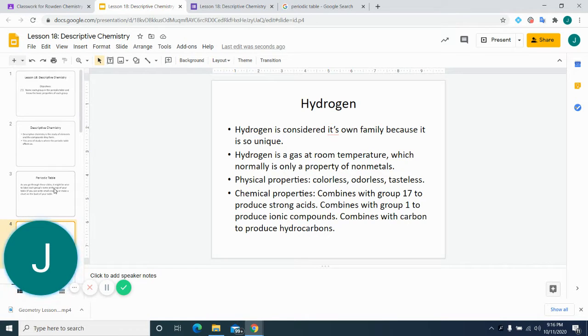Even though it's in group 1, it's really its own family because it doesn't behave like anything in group 1. So it's almost like, I don't know, what's the phrase? The ugly duckling or the redheaded stepchild, or whatever it is. It is in group 1, but it doesn't act like group 1 at all. So it's a gas at room temperature, which normally is how nonmetals act, even though it's all the way on the left where the metals are. It's colorless, odorless, tasteless. So it's much different. It's what combines with group 17 to produce acids.